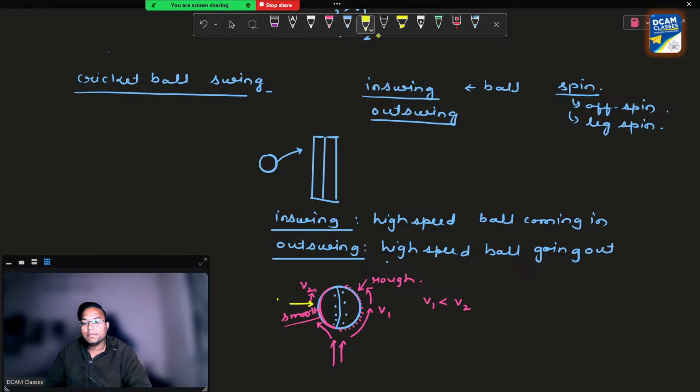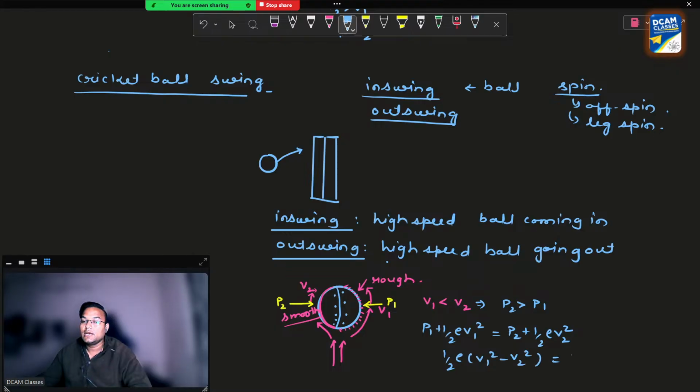Now if we talk about the pressures, because they are at the same height, again we'll apply Bernoulli's theorem. What will happen? P1 plus half rho v1 square will be equal to P2 plus half rho v2 square. Now when v1 is greater than v2, obviously P2 will be greater than P1, because half rho into (v1 square minus v2 square) is equal to P2 minus P1. Correct?